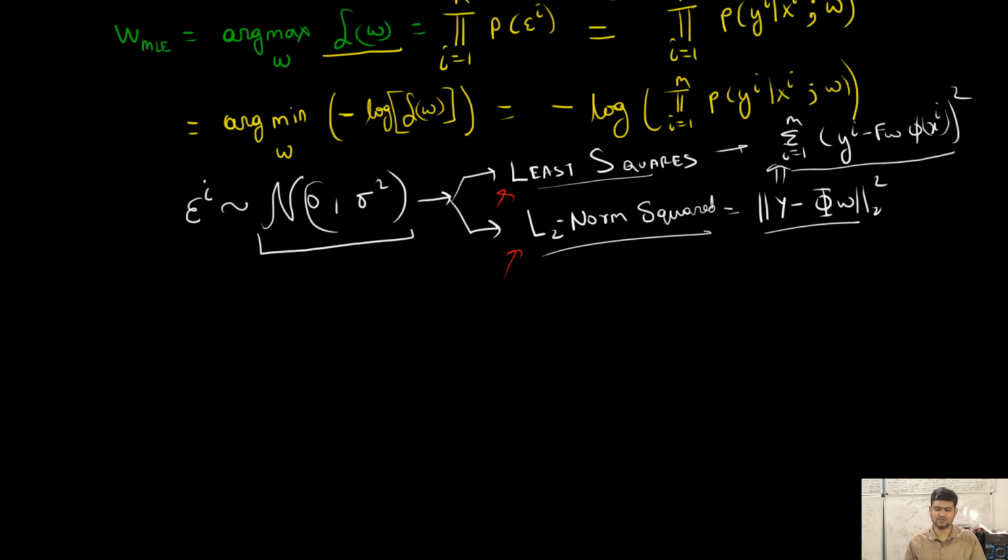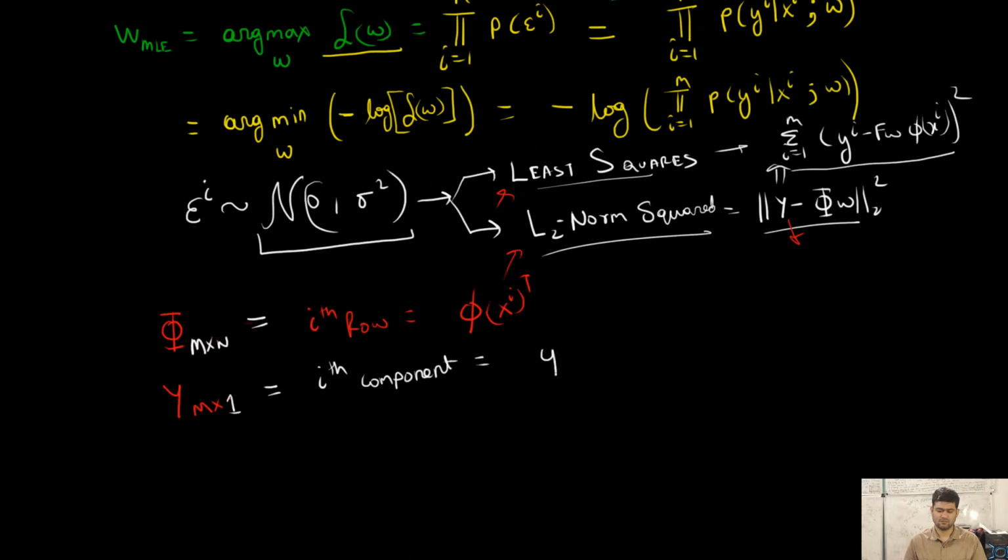Likewise, just for the sake of completeness, here phi is an m by n matrix where the ith row is phi of xi transpose, and y is a vector of target values in the dataset. I'll just rewrite it. Phi is an m by n matrix, where the ith row is given by this, and y is just an m cross 1 vector, where the ith component is yi in the dataset.